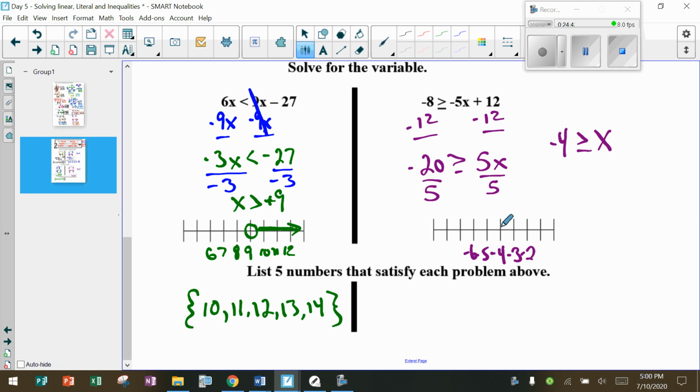Smaller than or equal to. So we can fill in the dot this time. X is smaller than or equal to, shade down. Numbers that make this work. This time, the smallest integer that makes it work is the -4 itself, or smaller.